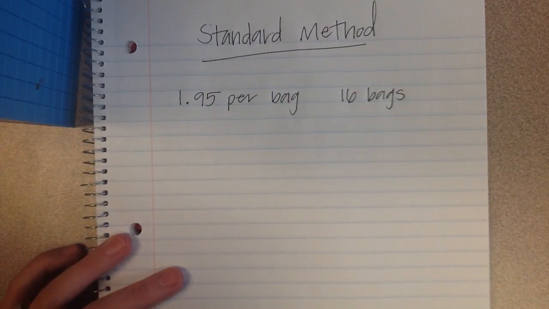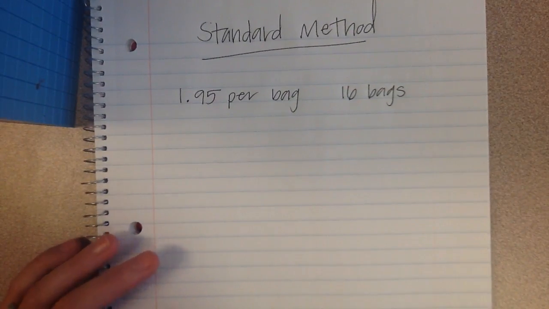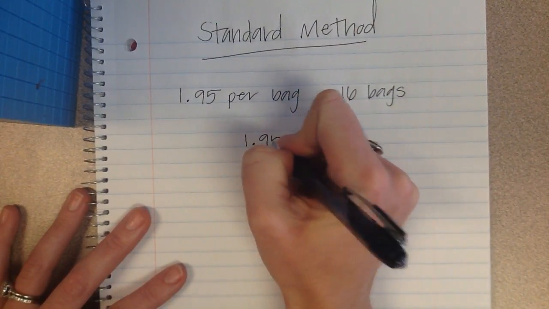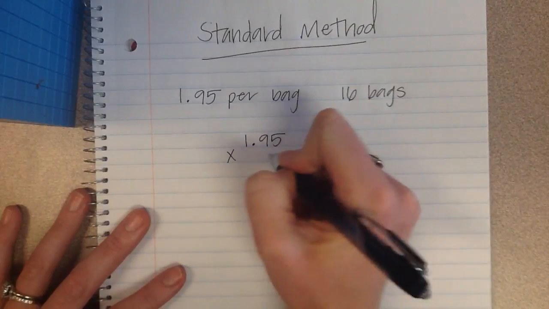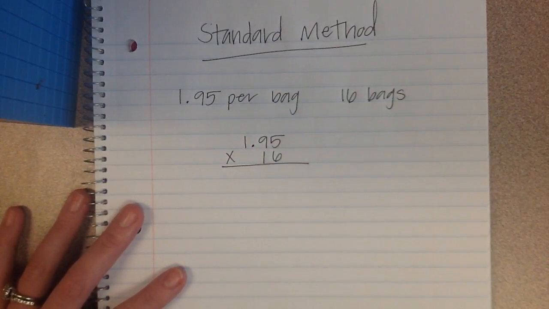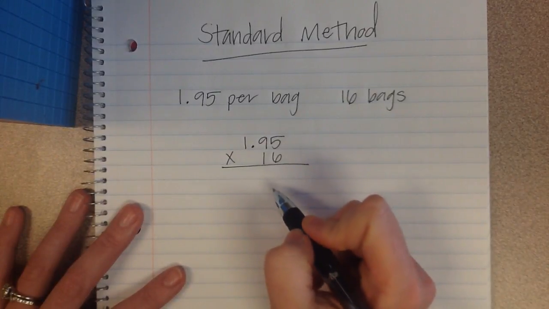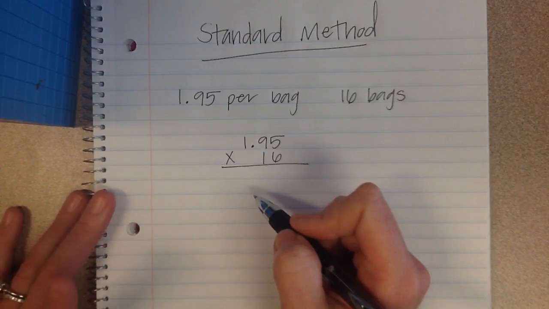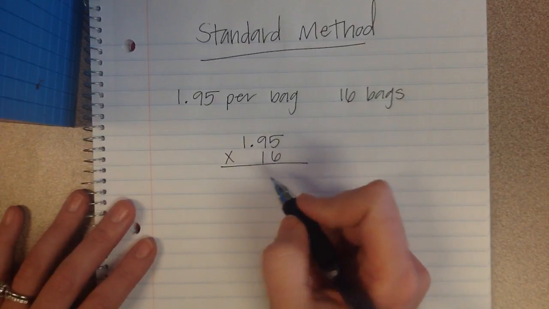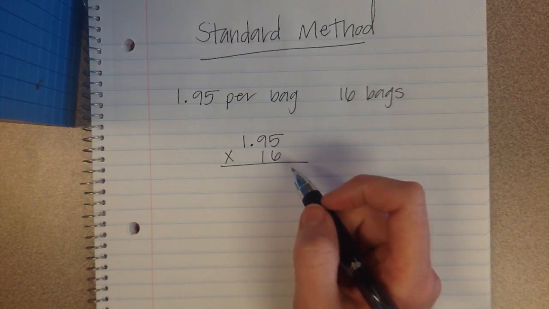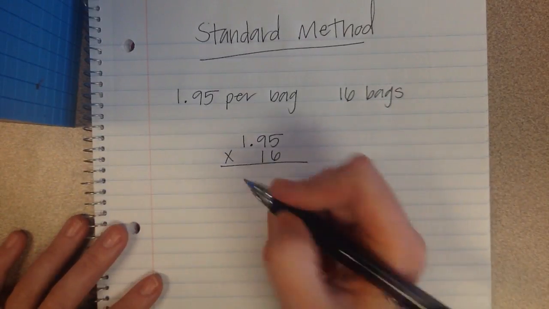Okay? So, this is how you do it. 1.95 times 16. Now, you do not have to line up the decimals. You don't when you're multiplying, only when you're multiplying. That is key. Key number one. So, I'm going to now ignore the decimal and multiply like I would with the normal problem.